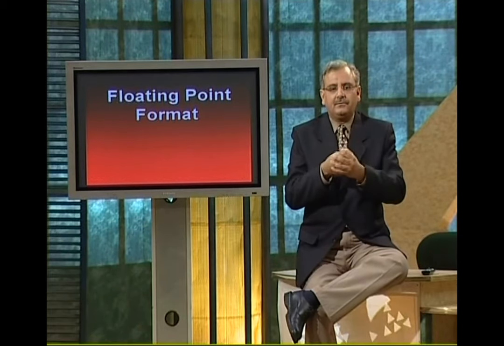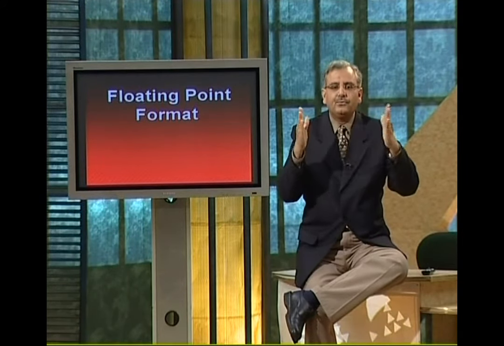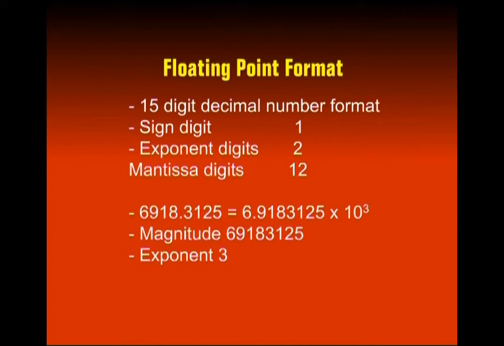Now, let us have a look at an example of a decimal number which has an integer part and a fraction part, and let us represent it using this 15-digit decimal floating point representation. The 15-digit decimal floating point representation has its most significant digit representing the sign digit. The next 2 digits represent the exponent digits, and the last 12 digits represent the mantissa or the fraction part. Consider the number 6918.3125. This can be written in an exponential form, 6918.3125 into 10 power 3.